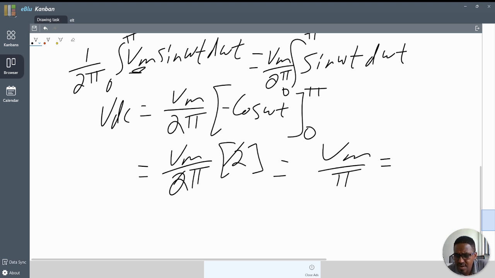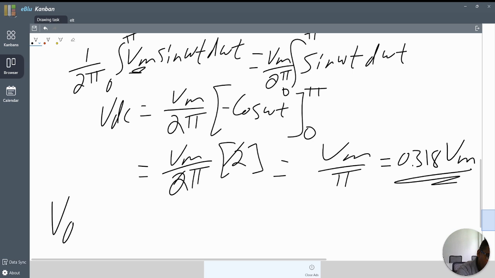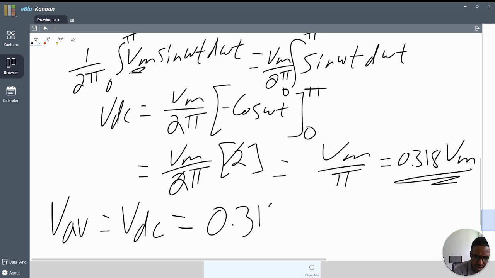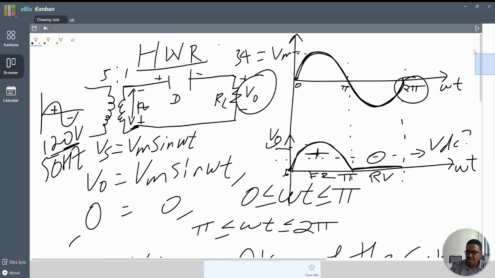That means when you divide, 0.318 V maximum. So our V average, equal to VDC, is equal to 0.318 of V maximum. So by that, VDC is V maximum over pi, or 0.318 times V maximum.